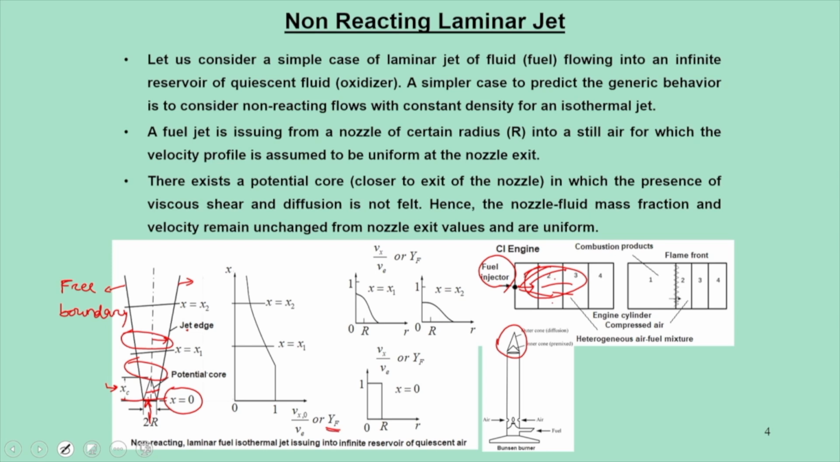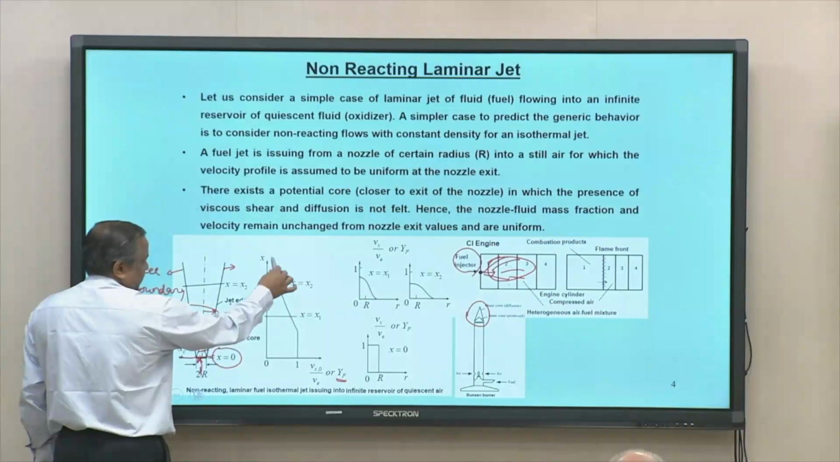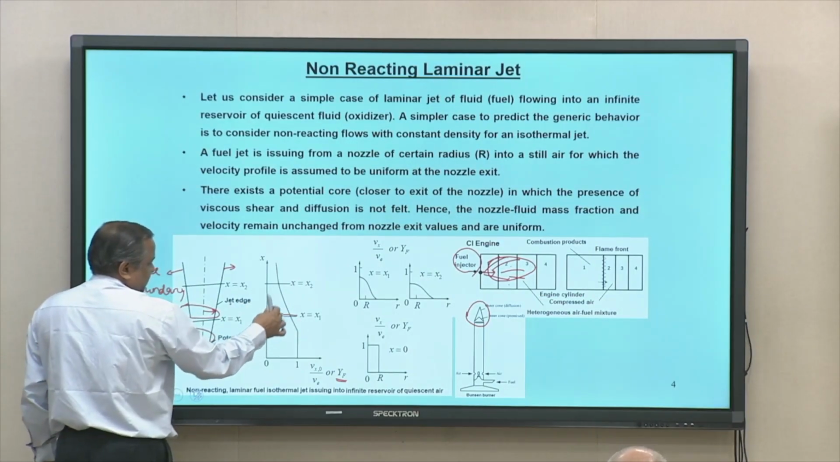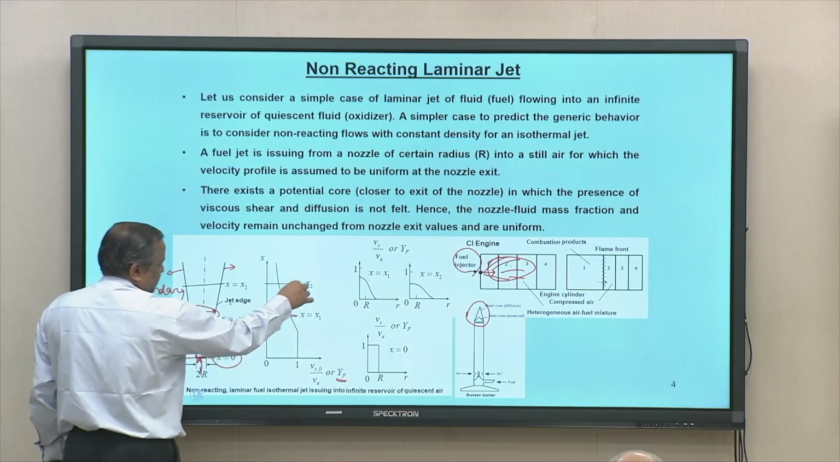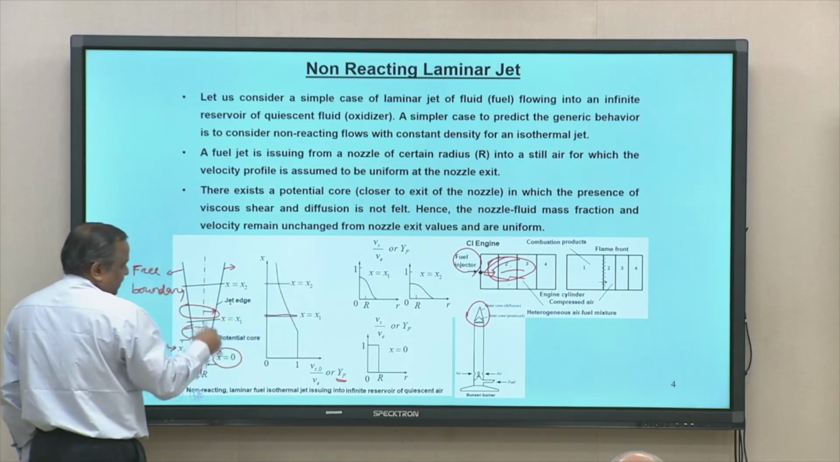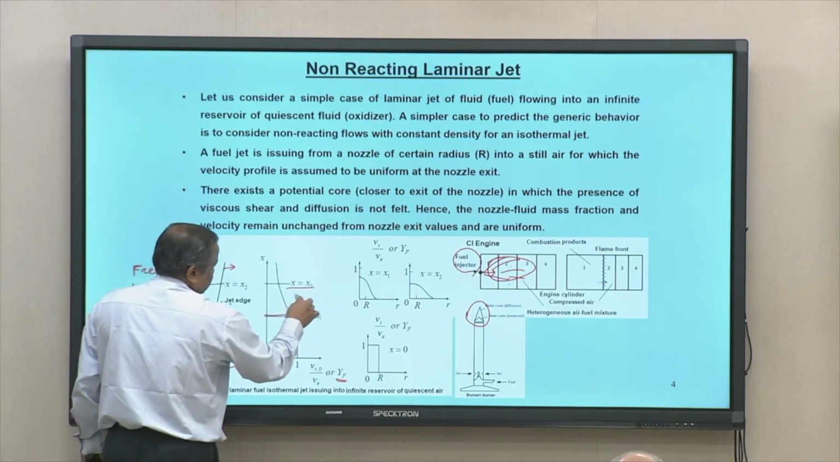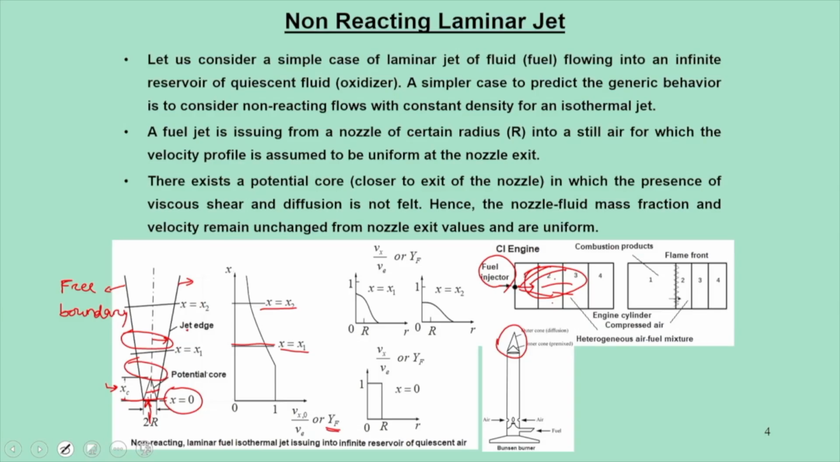So if you try to plot it, initially it starts with its own strength value 1, and once it goes past this initial core, it tries to decay. So this plot talks about, at different x, what is the value of V x0 by Ve and Yf. So this is the domain which we are looking at.